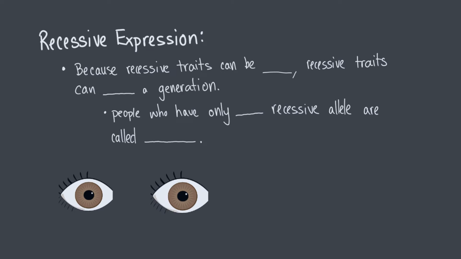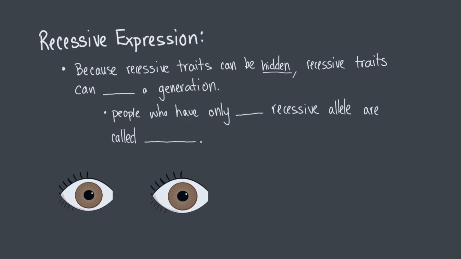Our next type of gene expression is recessive expression. Recessive traits can be hidden, and what I mean by that is if you had a recessive allele and a dominant allele, the phenotype you see is only the dominant allele. So that recessive allele is hidden. We don't see it looking at the trait.